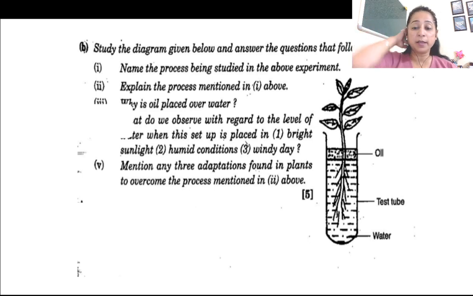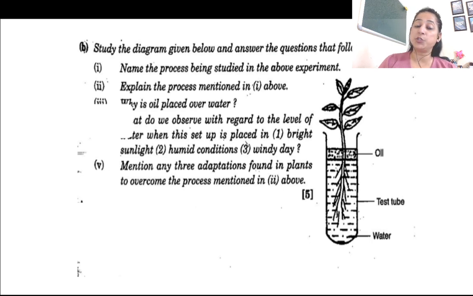Same answers will come here: on a bright sunny day transpiration will be more, so the level of water will be lower down more. In humid conditions, transpiration will be less, so the level of water will remain almost the same. On a windy day, more transpiration, so the level of water will come down in the test tube. Mention any three adaptations found in plants to overcome the process mentioned above.